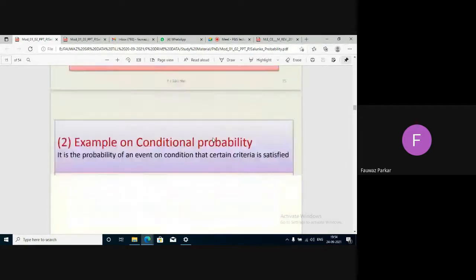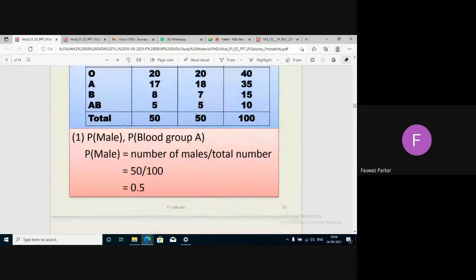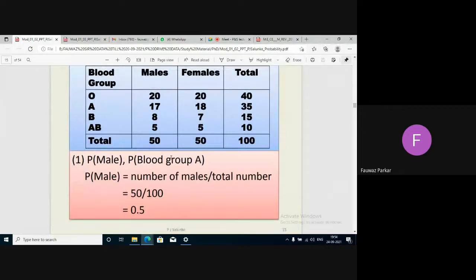So the condition has occurred: it is found that she is a female. So the probability that she has blood group O: total females are 50, and out of these, blood group O is what? 50. Alternatively you can use the formula also, as we have discussed. For the formula, first we find 0.5, because the probability is 0.5, so 0.5 will be the denominator.